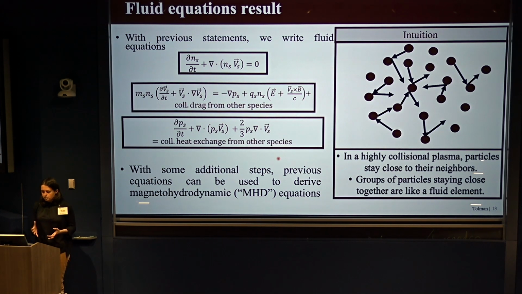So the intuition for describing plasmas as a fluid can be seen on the right side of this slide. So plasmas are, of course, a collection of particles that are always moving around and always colliding. But in a very highly collisional plasma, particles are colliding so often that they're staying really close to their neighbors. And groups of particles staying close together are like a fluid element. So this is a rough intuition for why you can describe plasmas as fluids.